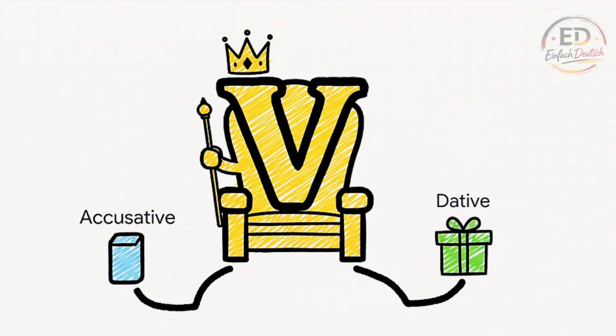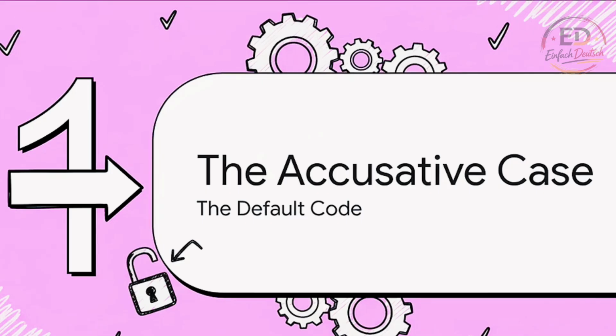In German, you have to think of the verb as the boss of the sentence. It's the one in charge, the one that decides what other information is needed to make sense. The verb tells you if you need an object, and it tells you what case that object has to be in. So, let's start with the most common, the most fundamental part of this code, the accusative case.